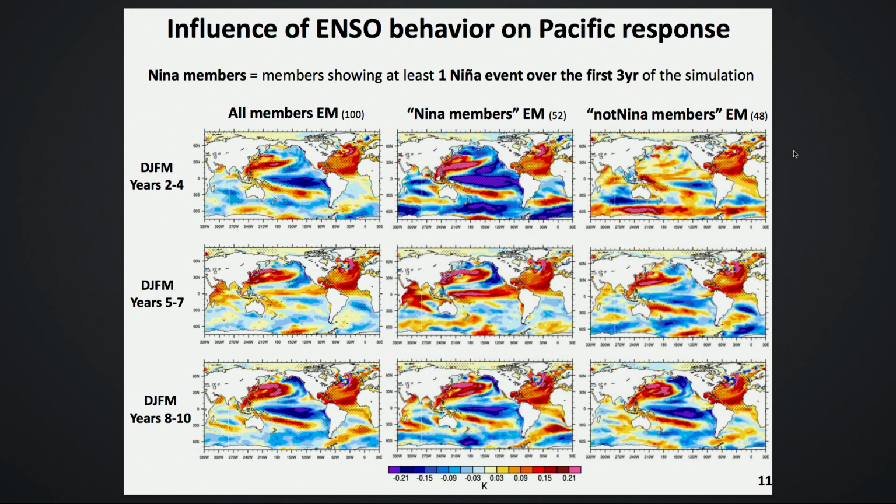And if I do the same with the members that don't show Nina events during the first 3 years, finally, we can see that there's no cooling at first. And then there is weak cooling in the years 5 to 7, and then Nina conditions. So this suggests that the switch between Nina to Nino and then to Nina conditions in this experiment is indeed due to the ENSO behavior.